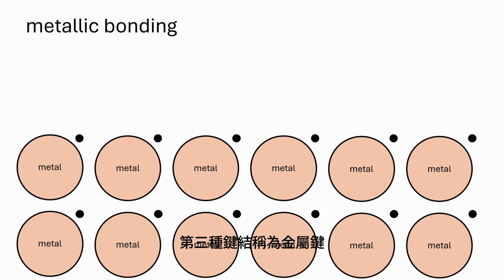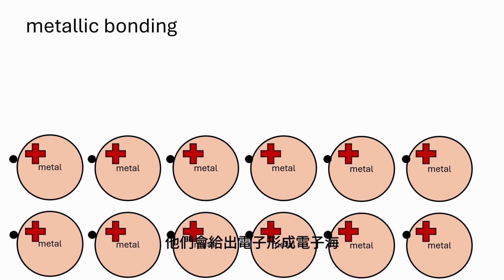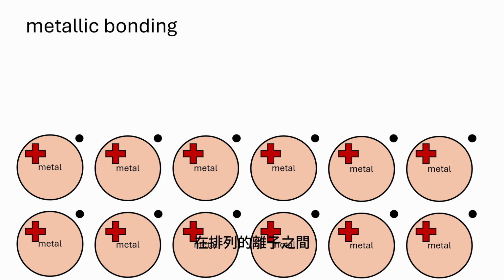The third way of bonding is called metallic bonding. In this type, metal atoms don't take each other's electrons. Instead, they give their electrons away into an electron sea, where the metal ions are arranged. Because this electron sea can move freely between the ions, metal is often a good conductor.